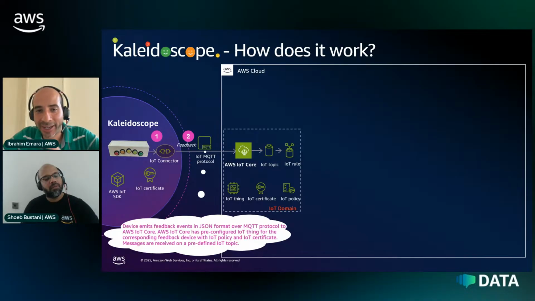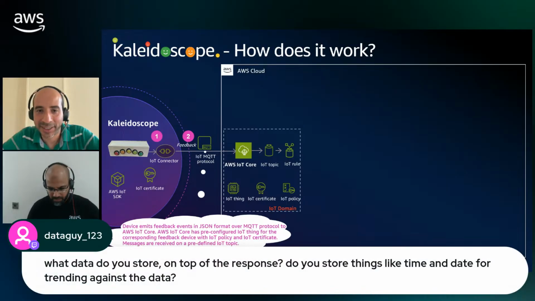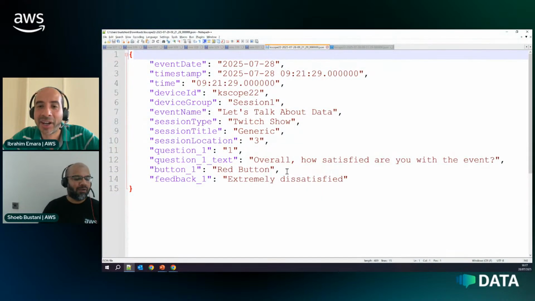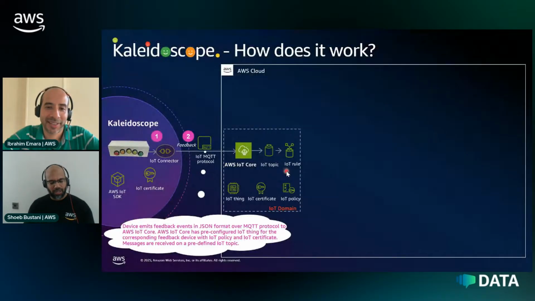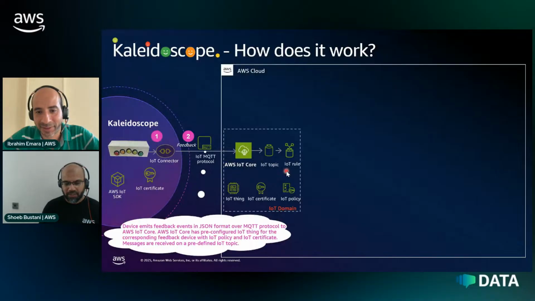I'm sorry, Shaib, we have a question from Data Guy who was asking, what data do you store on top of the response? Do you store things like time and date for trending against the data? We do store that. Let me show you that a little bit later. When you click on it, it generates a JSON message. I'll come back to that. But yes, we do store the timestamp, time, and the date. That's required in order to relate, and you will see why it's required.